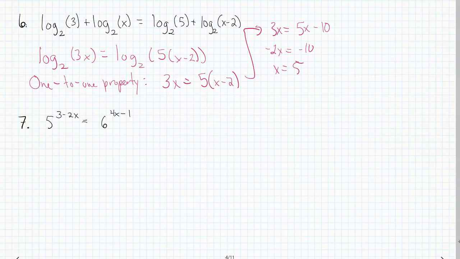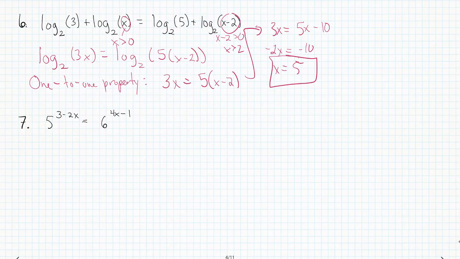We have to do one last check, the domain. The domain with this case, we have x greater than 0. The domain with the second case, we get x minus 2 is greater than 0, or x is greater than 2. 5 is greater than 2 and is greater than 0, so we are good to go. x equals 5 is a solution just by using that one-to-one property.